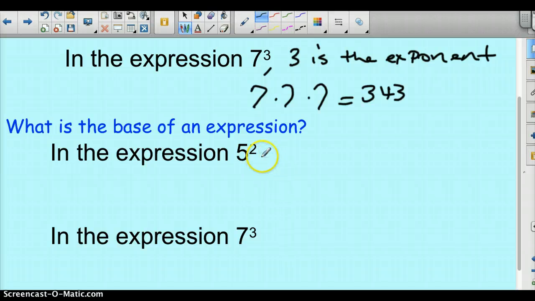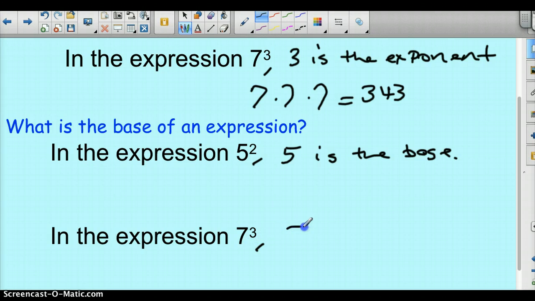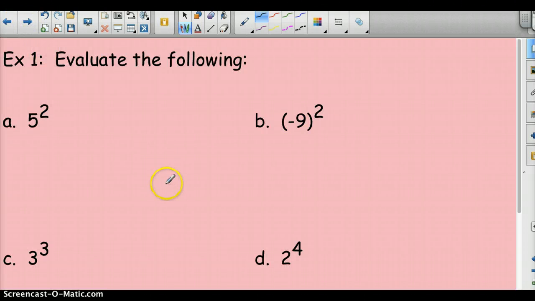Now we talked about exponents, let's talk about bases. In the expression 5 to the second power, 5 is the base, the bigger number, the one being multiplied. And hopefully you have inferred at this point that in the expression 7 to the third power, 7 is the base. That's what we're going to be talking about in this video, basic exponent stuff and how to operate with them, not making mistakes. Be careful, it's real easy to do.